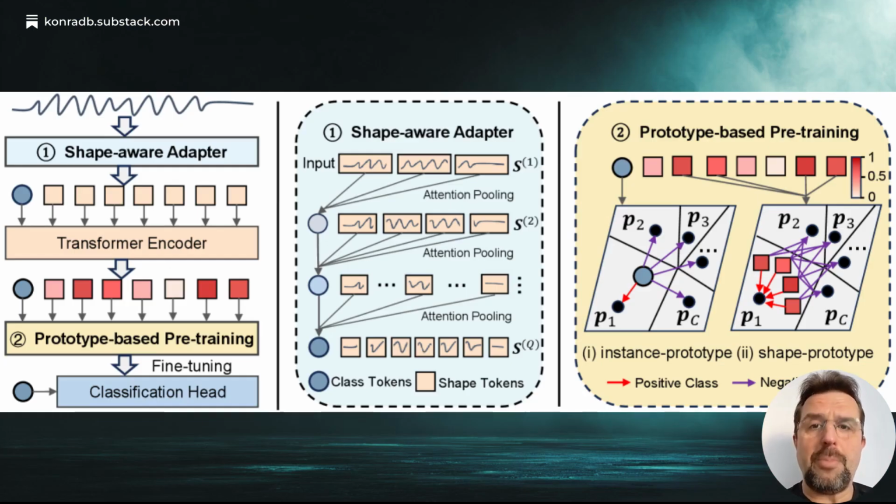Here you can see the full pipeline. The adapter turns raw subsequences into tokens. Both shape tokens and class tokens then pass through a transformer. Prototypes act like class anchors in feature space. During training, tokens are pulled closer to their class prototype and pushed away from others. This happens at two levels: whole samples and individual shapes. The idea is simple: good classes form tight, well-separated groups.